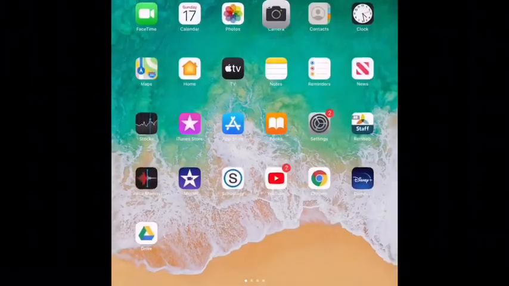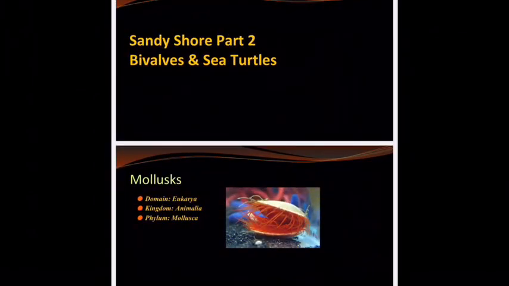Okay guys, we're going to take notes on part 2, Sandy Shores. It's all about some bivalves and some sea turtles. Make sure you went and took attendance first, and if you didn't, go do that now and then come back to the notes. Okay, bivalves. They are a mollusk, quite like the mollusk we learned about in the last chapter.